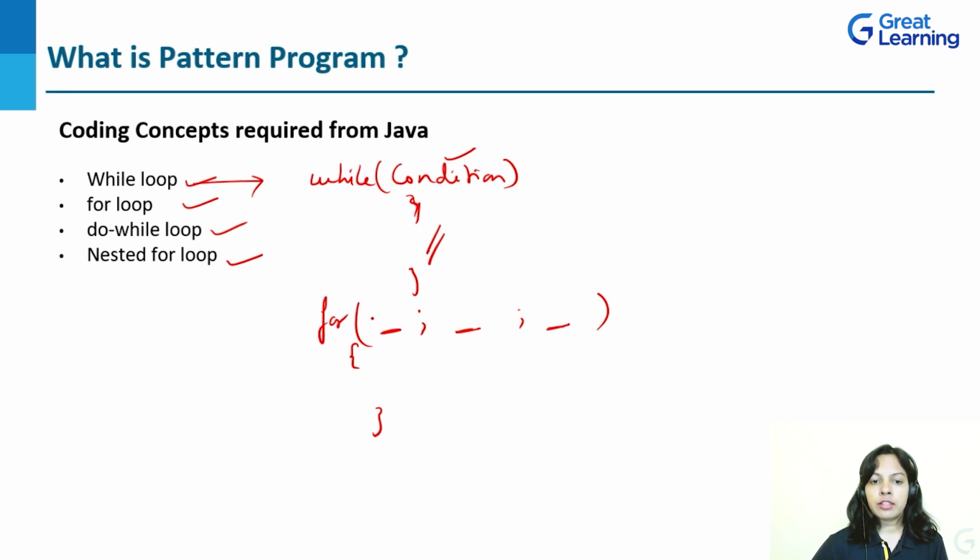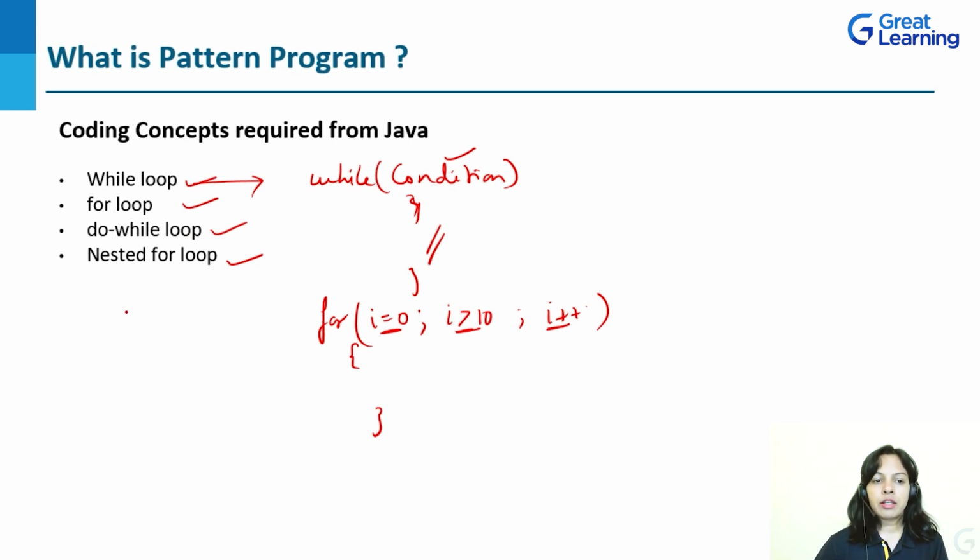This is the initialization. Suppose I am using the variable i, which is initialized to some value. This is your termination condition, that i should always be greater than 10; only then should this loop run. And this is your increment: i should increment every time by 1, or it should decrement every time by 1, whatever your increment or decrement condition is. So this is your for loop.